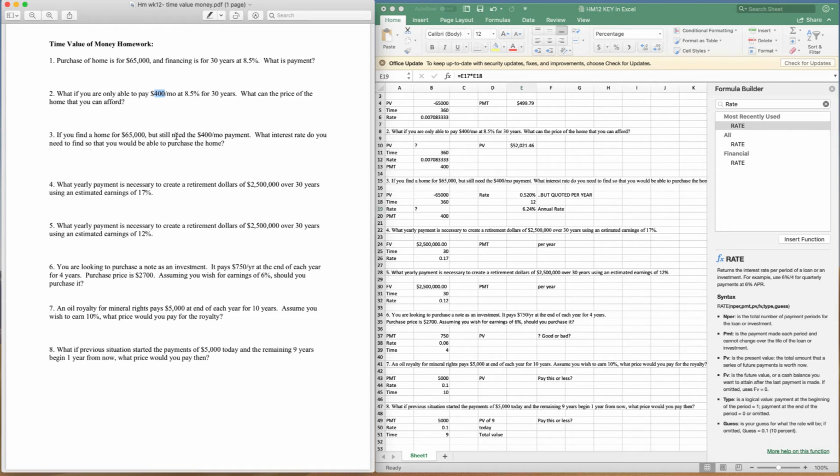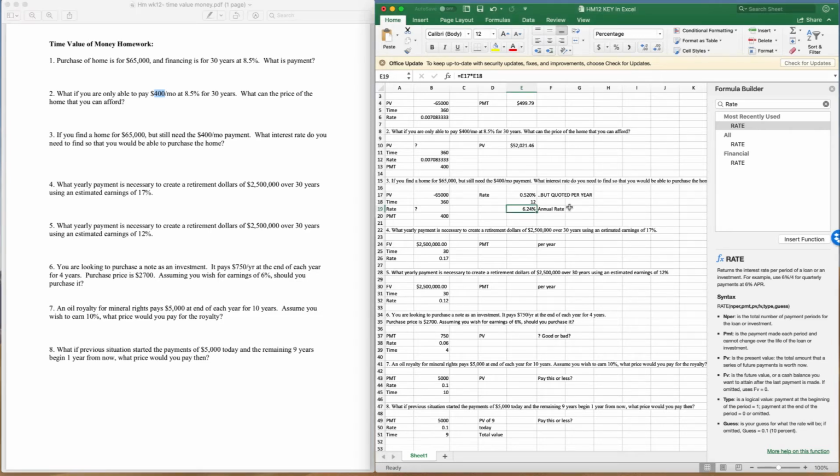What can we do to negotiate that down? So there's some ways we can do that. Might get us down to 6.24%. If we can, then we could make this money work out.